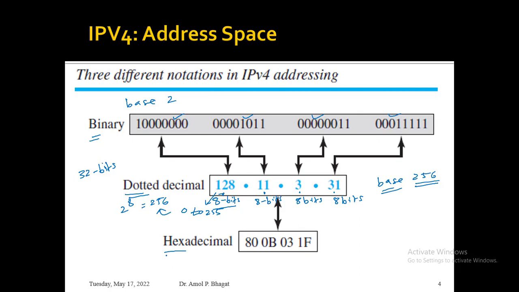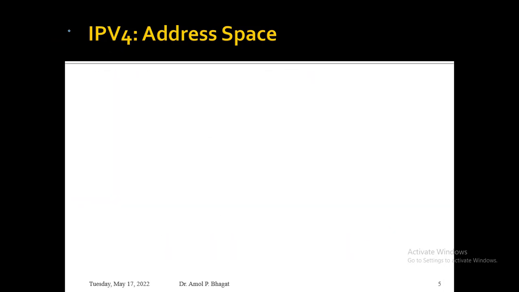And this third notation is called what? Hexadecimal notation. It has base 16. Let's see how this address is represented in binary or hexadecimal notation. In common practice, we use dotted decimal notation for representing IP version 4 addresses. So let's take the same example, the IP address 128.11.3.31.